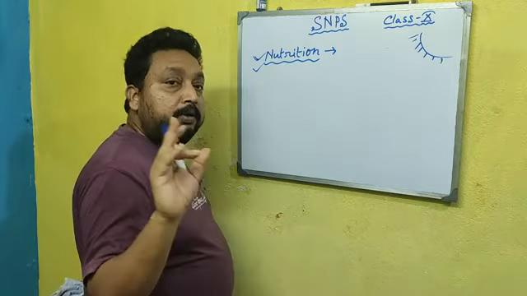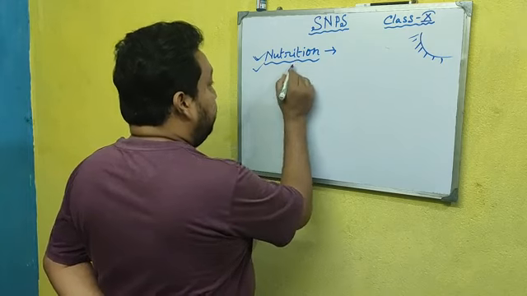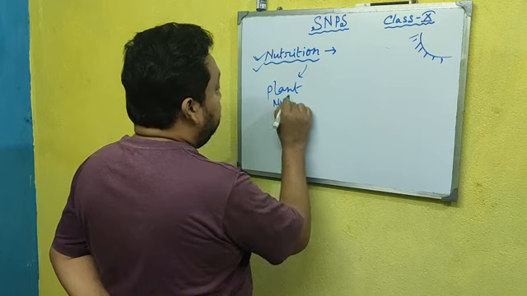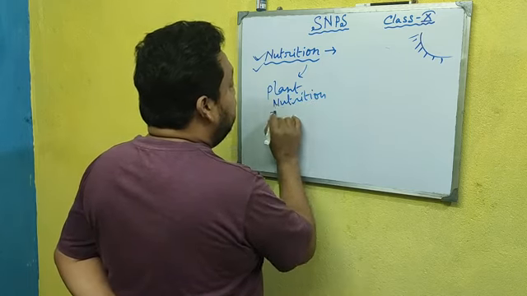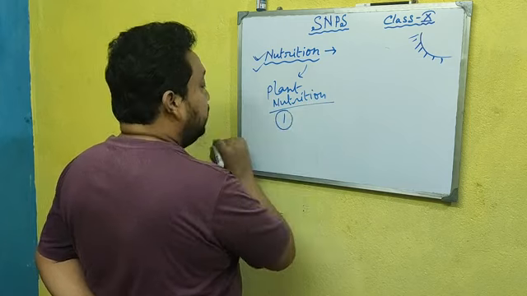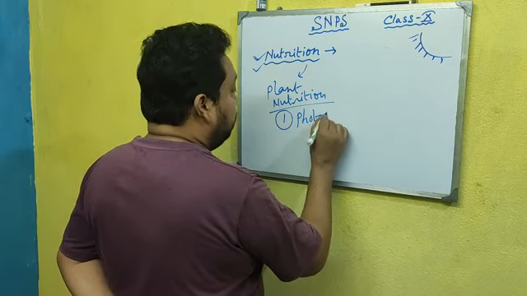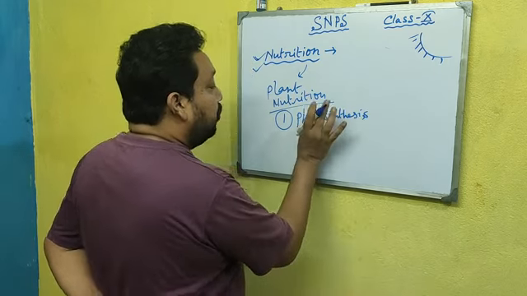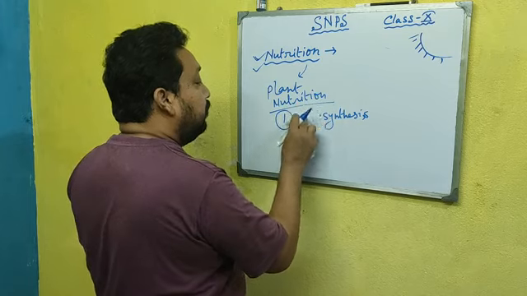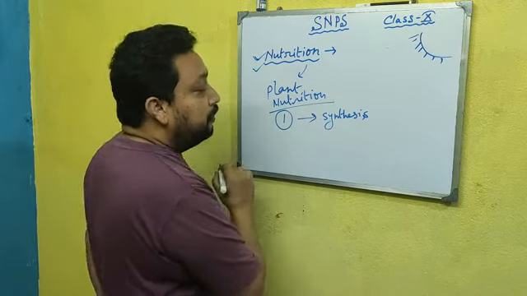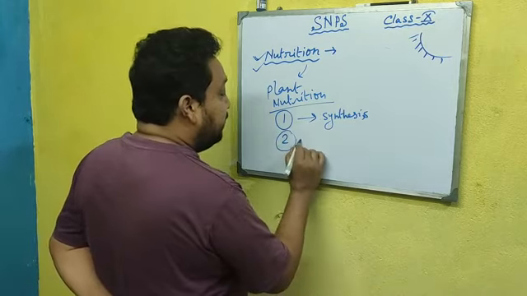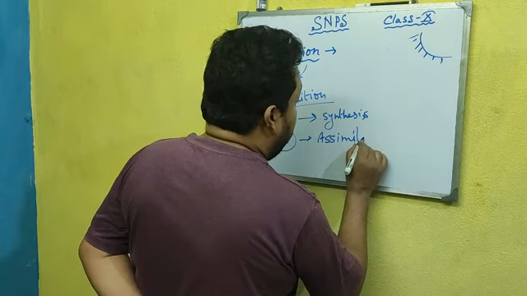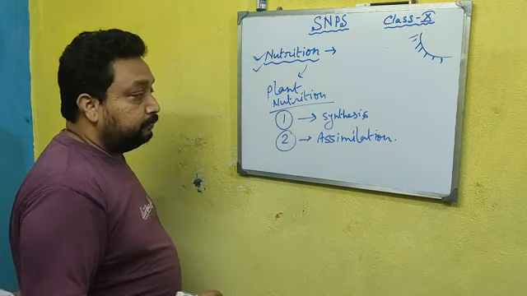Nutrition actually has different steps. If we take plant nutrition, there are mainly two steps. The first step is photosynthesis. It is also called synthesis, meaning it is the step of synthesis. And the second step is assimilation.